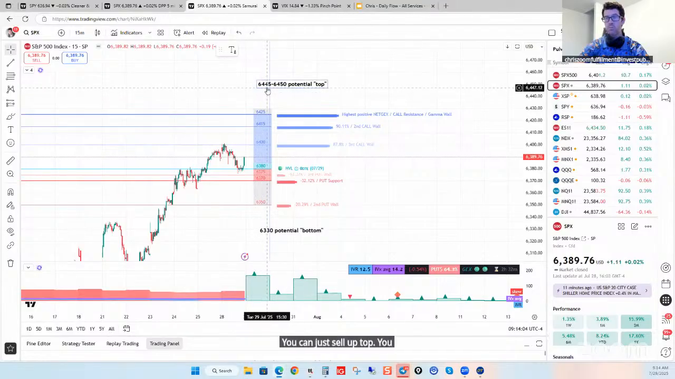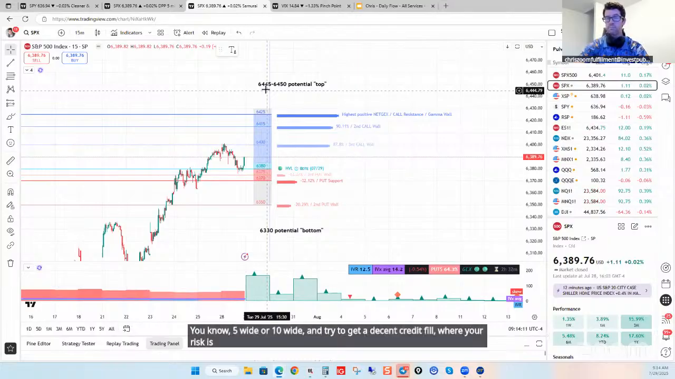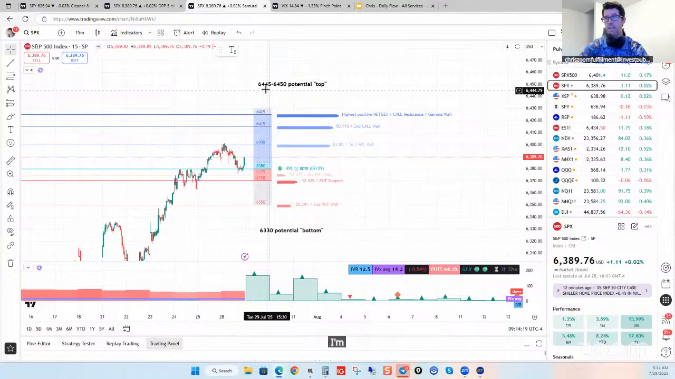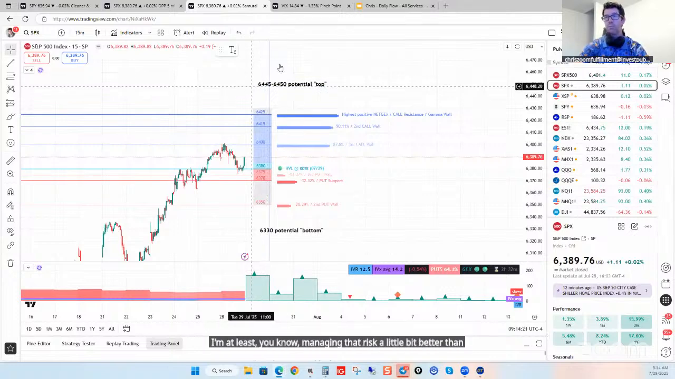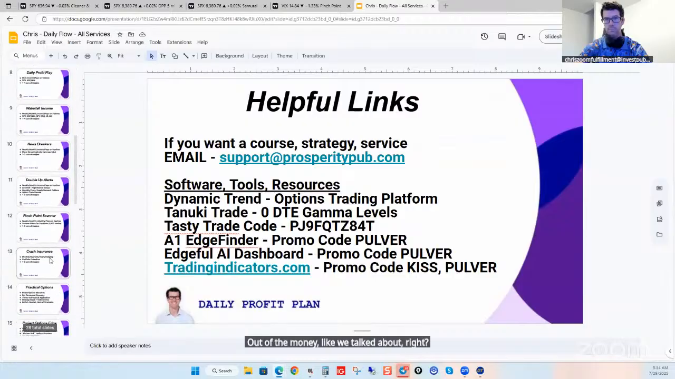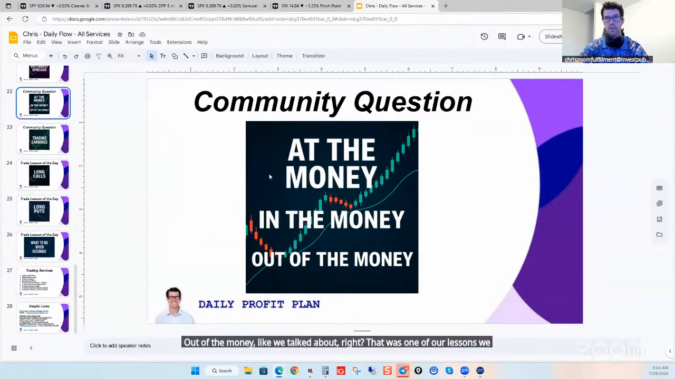You can sell a bear call spread, 5 wide or 10 wide, and try to get a decent credit fill where your risk is smaller. If I do a 5 wide spread and I can pull in $2.50 to $3, I'm at least managing that risk a little bit better than going out of the money, like we talked about, right? That was one of our lessons we had last week.